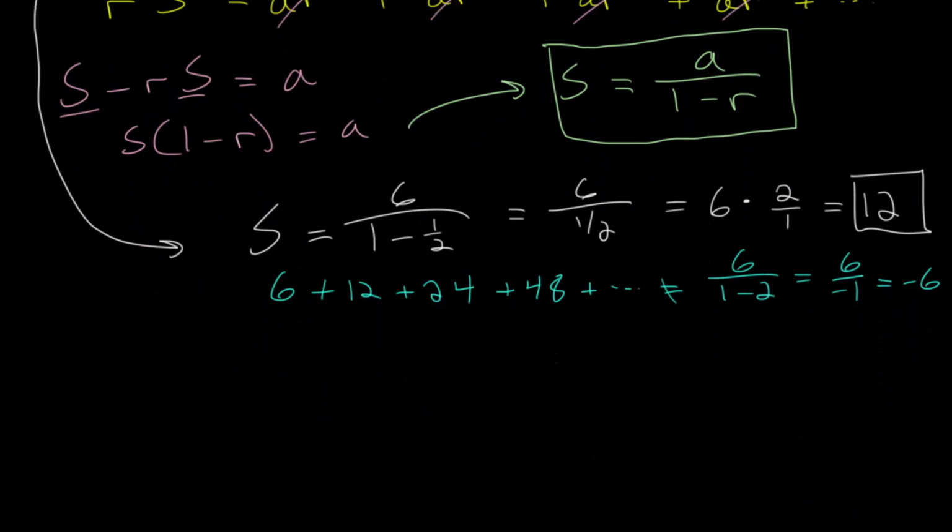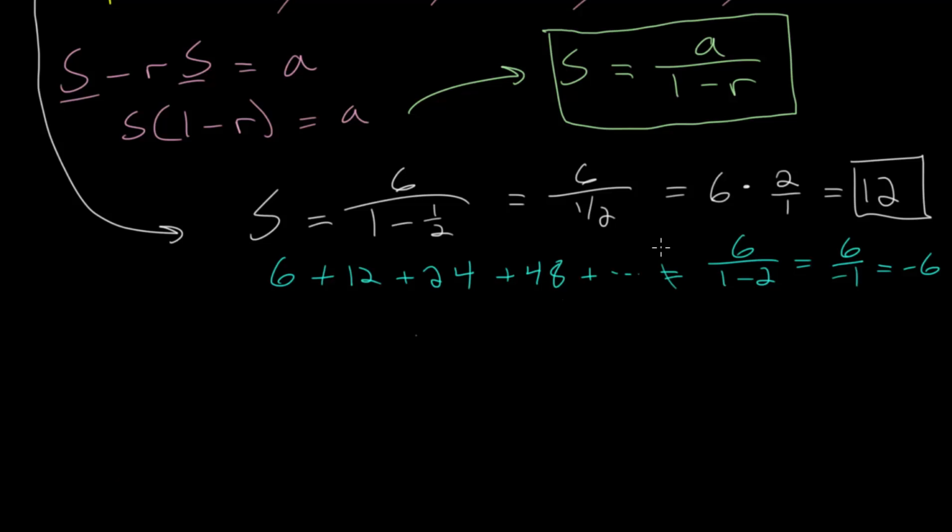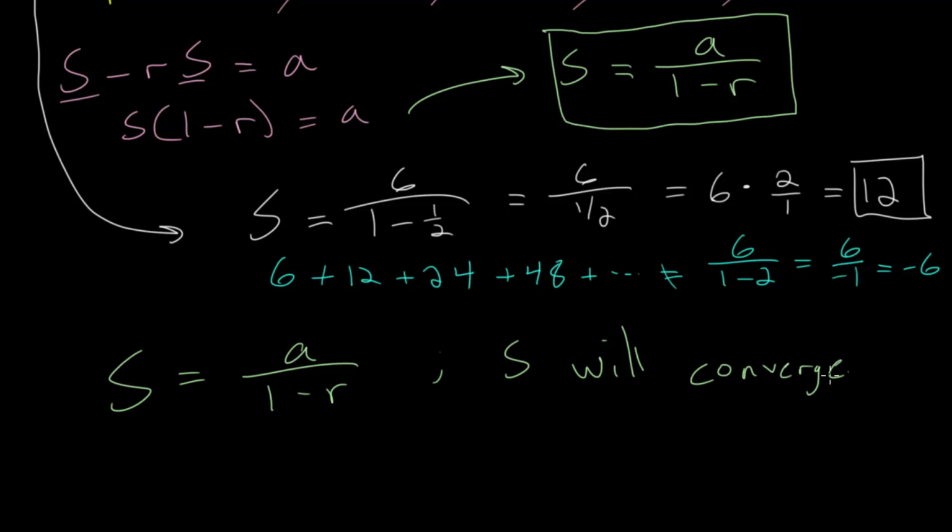So let's write that out a little bit more formally, just so that we can be clear on it. So S is a over 1 minus r, and we can say S will converge, so actually approach a number, when r is between 1 and minus 1. And it can't be equal to either of those endpoints. It needs to be a fraction, but it can be a negative or a positive fraction. And a lot of times you'll see this written as the absolute value of r needs to be less than 1, but these are equivalent to each other.